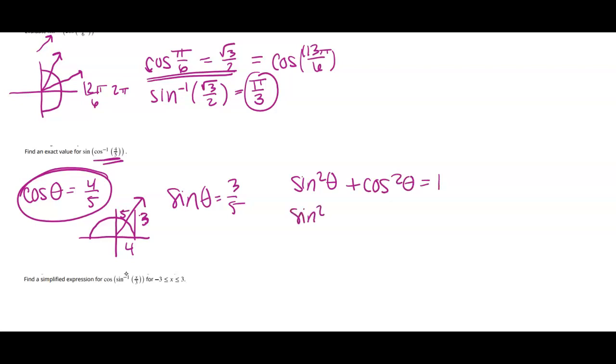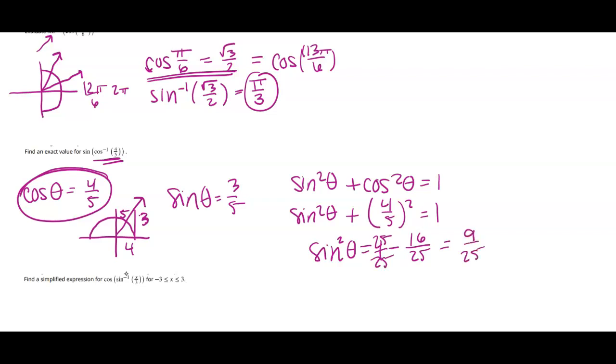However, another way that we can do this is with the Pythagorean identity. So we get sine squared theta plus cosine squared theta, where cosine theta is 4 over 5, and I'm going to square that. So I get sine squared theta equals 1 minus 16 over 25. If I change that to 25 over 25, I get 9 over 25. And so I'm looking at sine of theta, square rooting both sides, being plus or minus 3 over 5. Since I know I'm in this quadrant, then I know I must be the positive component.